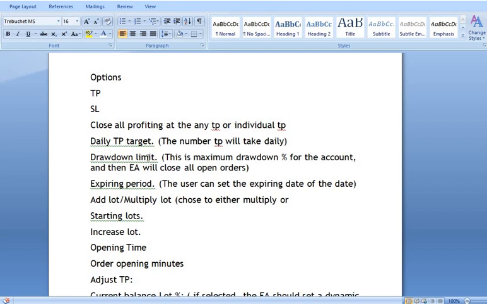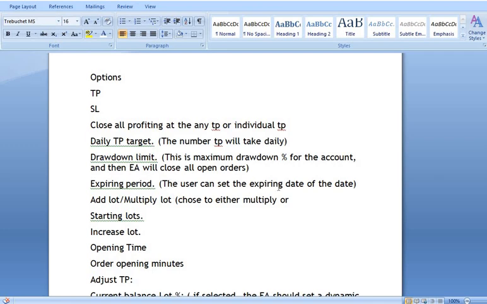Then the drawdown limit. This means that if it's placing trades and the equity is going down by a certain percentage, the EA should close all the open trades and stop placing trades until the user comes and resets the EA. Then we have the expiring period.